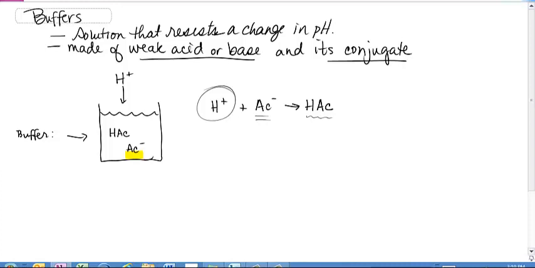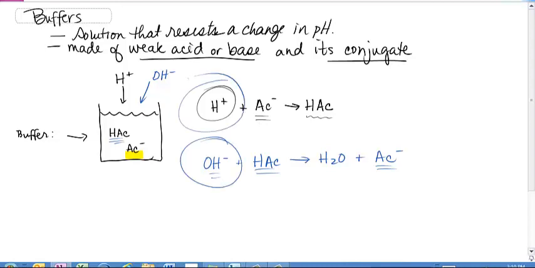If I were to add a base, something that's providing OH-, it's going to react with the acidic part of the buffer. If I add OH-, which would directly change the pH, because OH- times H+ is Kw, it's going to react with the HAc, and that's going to produce water and the Ac-. So again, this acts to tie up the OH-, so it's not present very much to change the pH. The pH may change a smidge, but nowhere near as much as if I had the H+ or OH- directly.